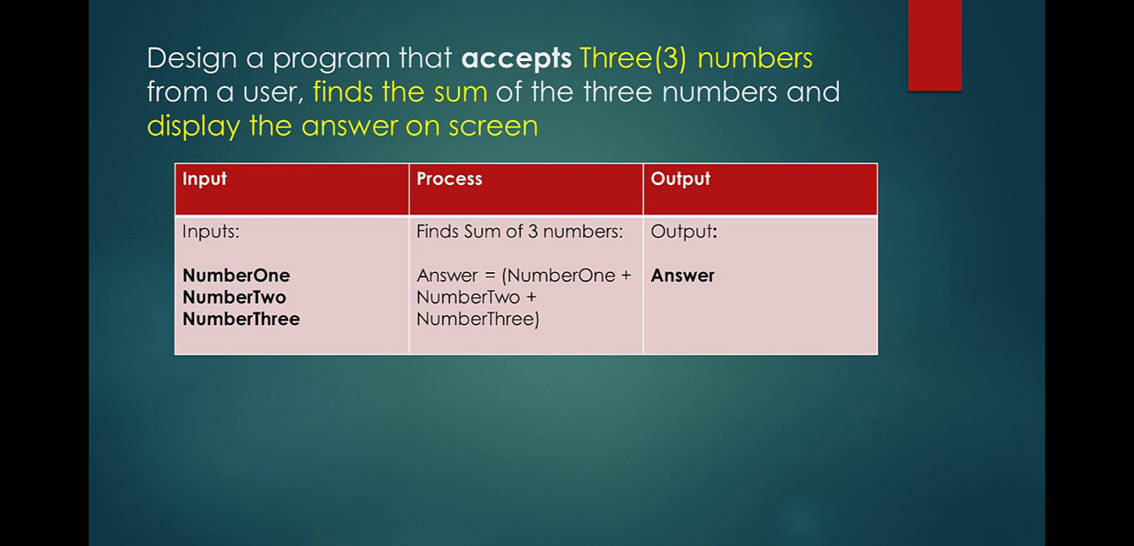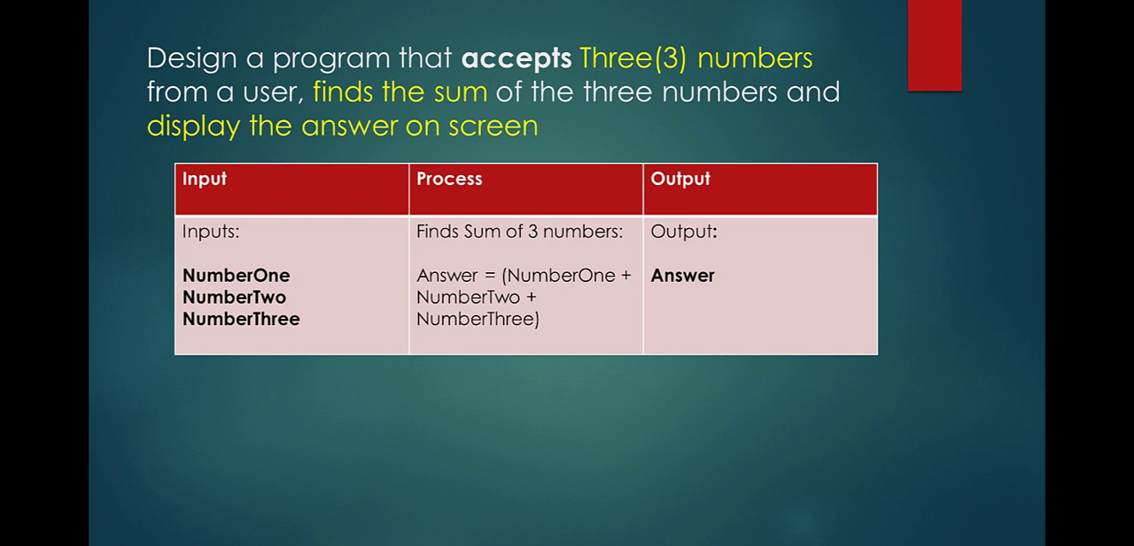And it says to display the answer on screen. So we know that our output would be the answer. Our process would be finding the sum. So we can say answer is equal to number 1 plus number 2 plus number 3. And that will be our process. All right, so we already know that.